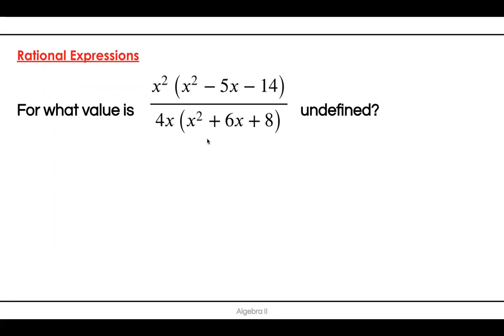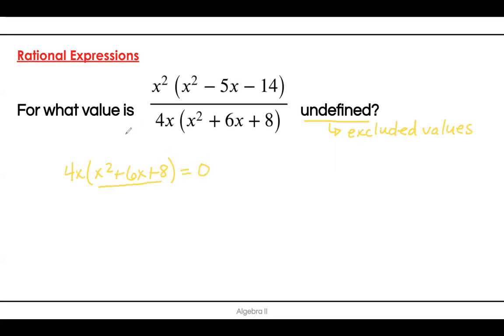For what value is x squared times x squared minus 5x minus 14 over 4x times x squared plus 6x plus 8 undefined? So when I'm looking to see if something is undefined, that means I need to be finding the excluded values, because if it is undefined, that means you have 0 in the denominator. So I'm going to take 4x times x squared plus 6x plus 8 and set it equal to 0.